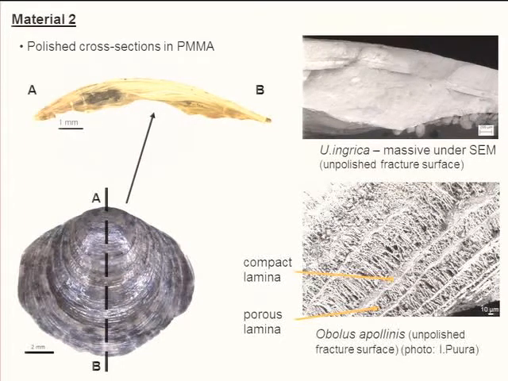I molded the shells into plastics, and I studied the polished median cross-sections of the shells. Under scanning electron microscope, the shells of Ungula ingrica usually look massive, with only hints of the original shell structure, which should be composed of alternating compact and porous lamina.